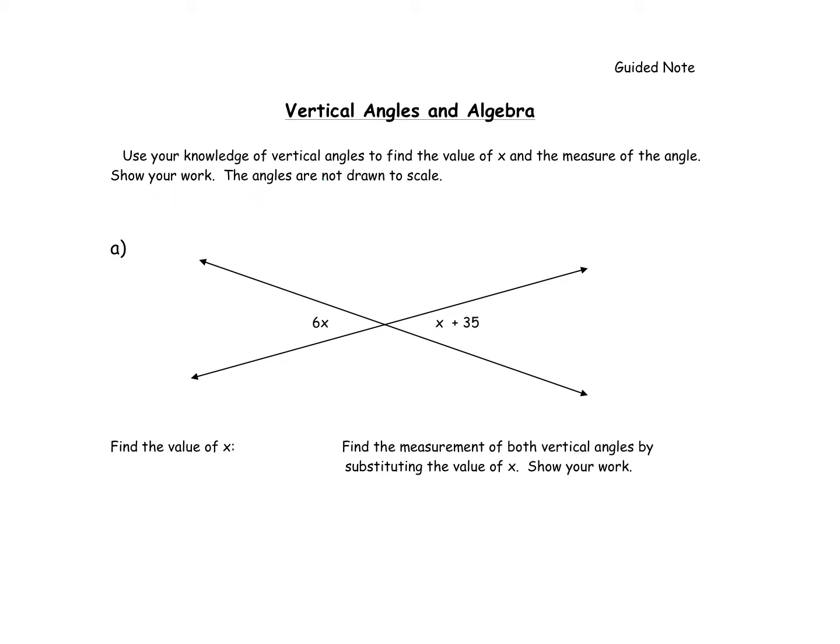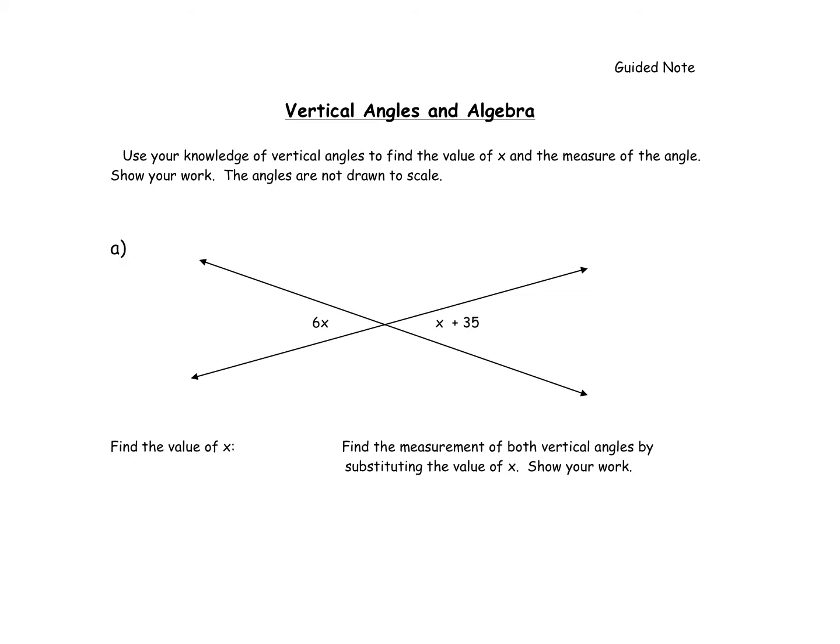So just to review, vertical angles are across the vertex from each other and they're congruent, meaning they have exactly the same measurement. So the pair that we see are vertical angles, and the pair that we're not given anything for are also vertical angles. So first it says find the value of x.